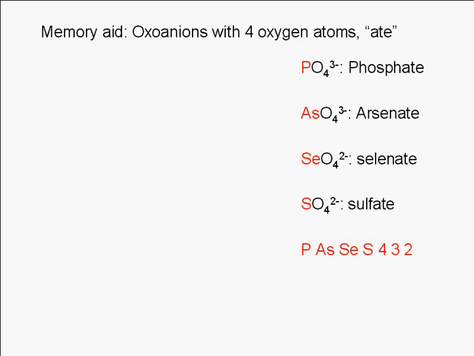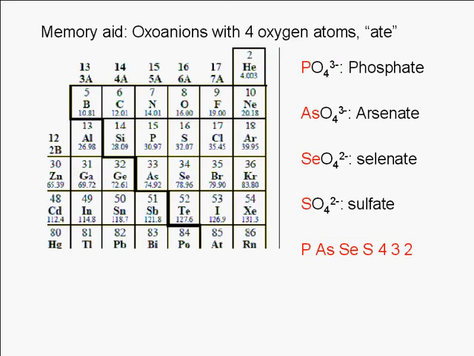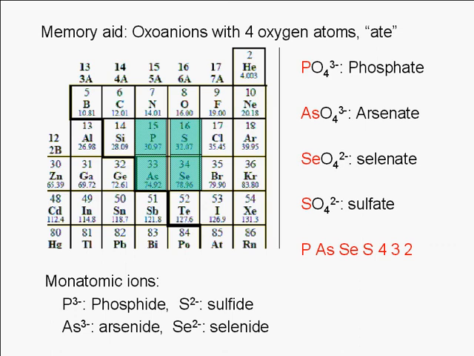Let's see if you can relate this information to the periodic table. You can see from the periodic table that phosphorus and arsenic are in group 5A, while selenium and sulfur are in the next column, group 6A. You can also relate this information to the formulas and names of the corresponding monoatomic ions. Phosphide and arsenide both have a -3 charge, whereas sulfide and selenide both have a charge of -2.